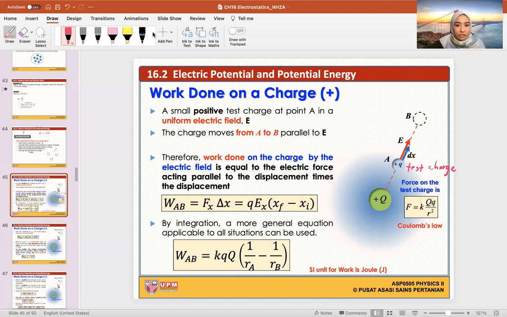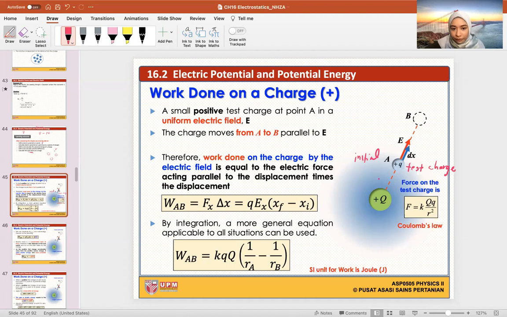So I have a small positive test charge at a point A. This is my initial point. I hope everyone is with me. Don't get sleepy. This is very important. So my test charge is at point A. This is my initial point.